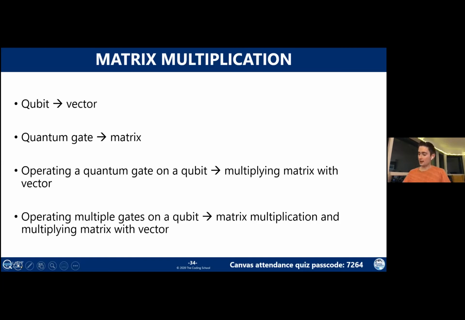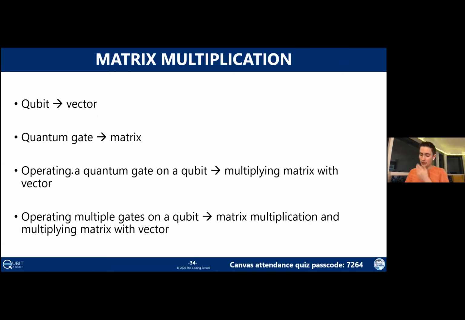So first of all, I'm going to go back to a slide that we had before, at least these first three items. Recall that the mathematical way of representing a qubit is a vector. The mathematical way of representing a gate is a matrix. And vice versa, every gate can be represented by a matrix, and every qubit is represented by a vector. And operating a quantum gate on a qubit is the same as multiplying the matrix with the vector.